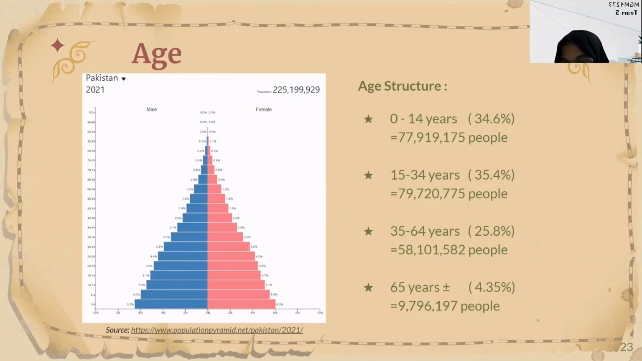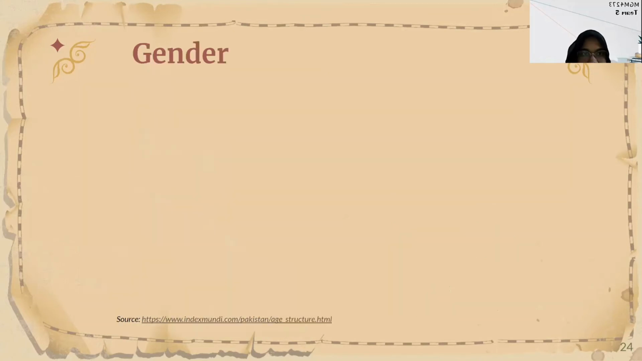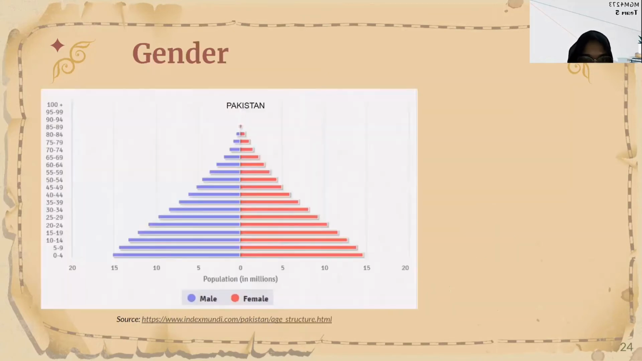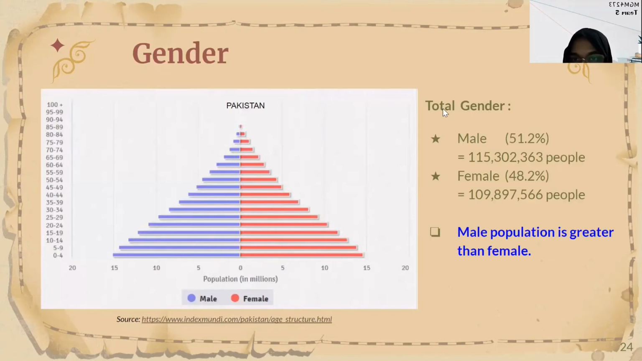And then the 35 to 64 years age group consists of 25.8% of the total population, which is equivalent to 58,101,582 people only. And next, the age group of 65 and above consists of only 4.35% of the total population, which is equal to 9,796,197 people. Next.